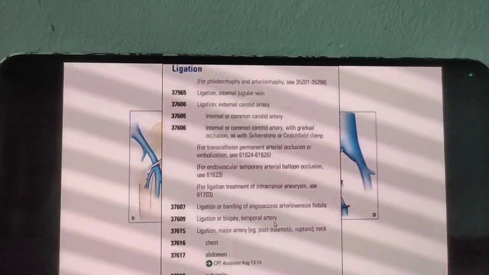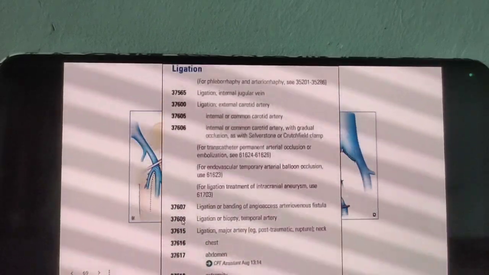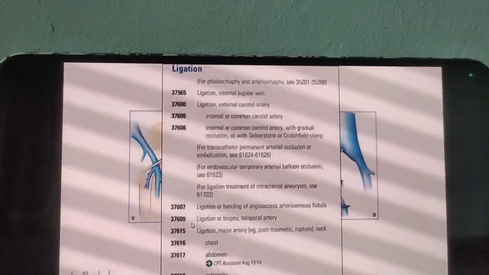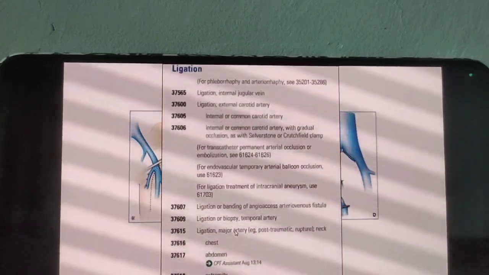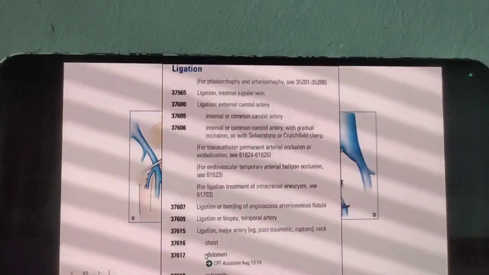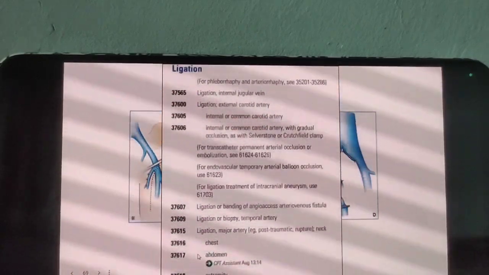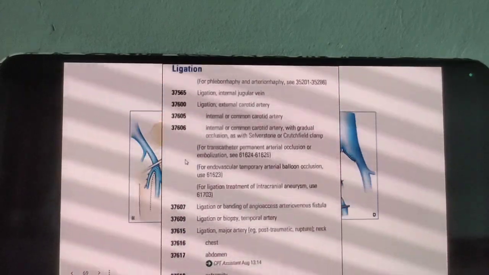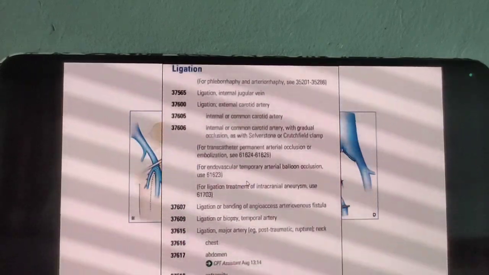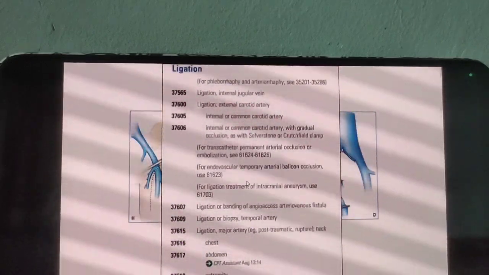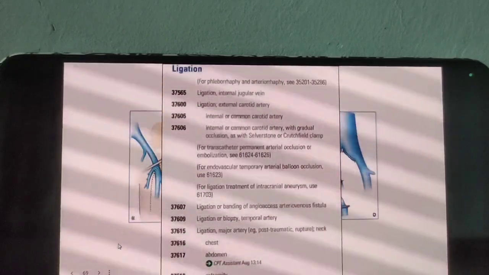Ligation of temporal artery 609. So temporal artery is a key term. Ligation of major artery at the neck 615, that is a key term. Chest 616, abdomen 617, extremity 618. So these are the code sections for ligating. That means connection of arteries and veins. It's direct coding, no guidance here.